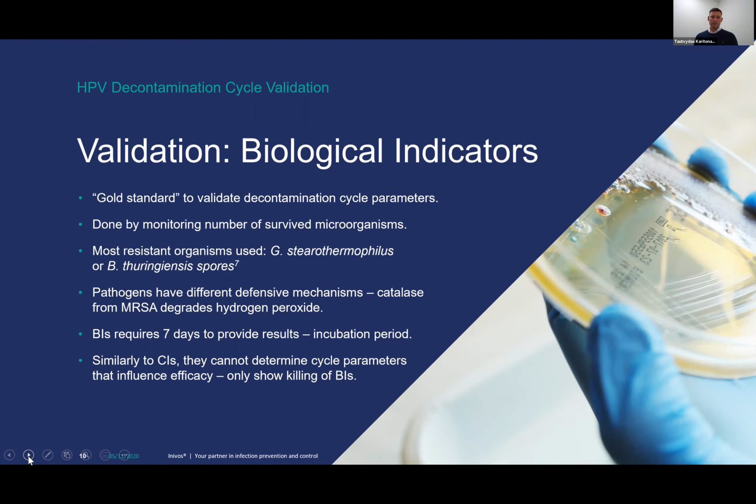So that's the incubation period, and it renders the process impractical in the actual scenario where you're trying to decontaminate a side room, for example. So biological indicators are a very good tool to develop your decontamination cycles to get the right level of efficacy. However, there's some difficulty with using those on your normal processes. And similar to chemical indicators, they cannot really determine what your cycle parameters are. They only show whether you've achieved the right level of efficacy.